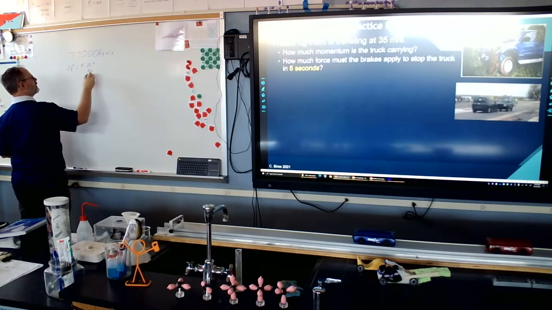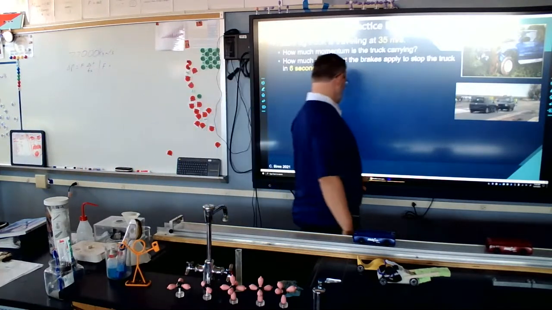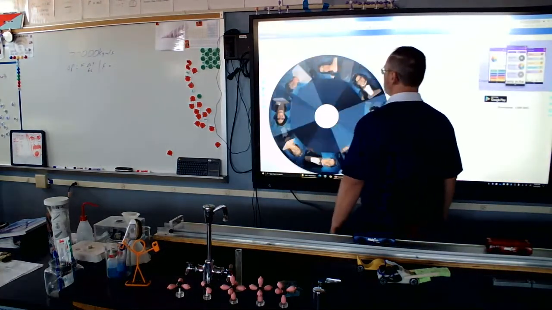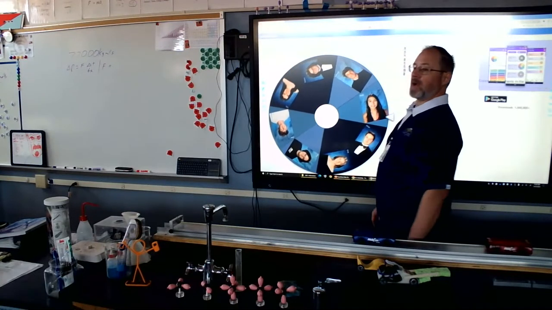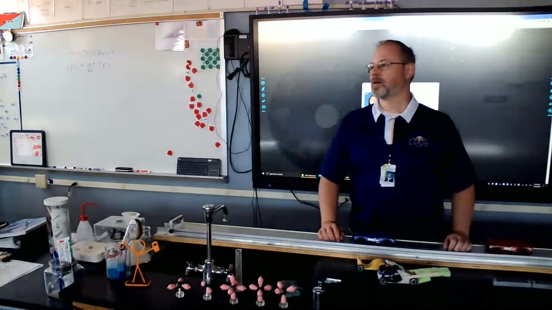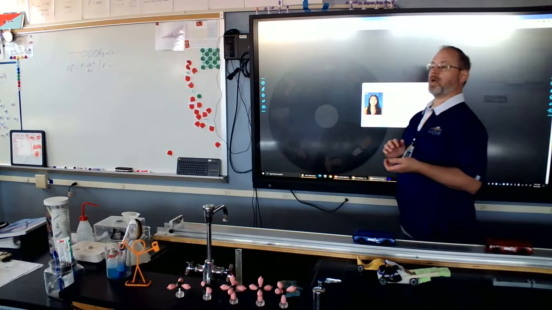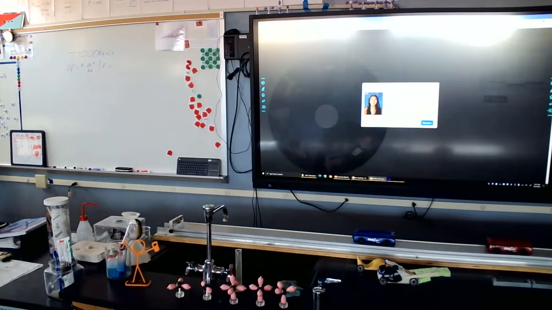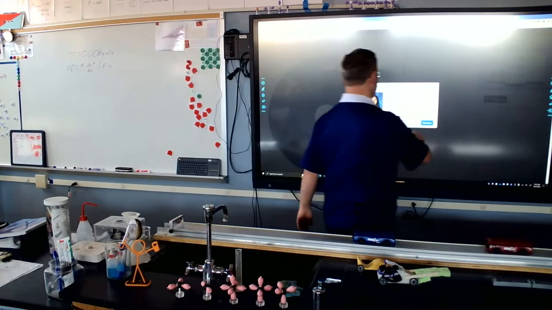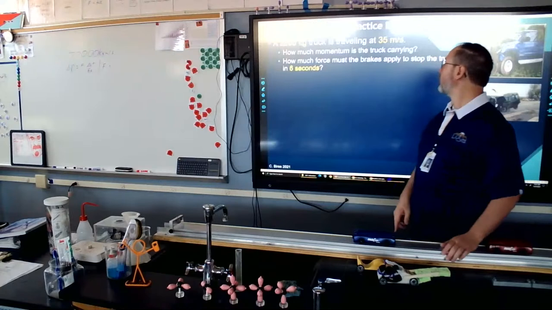Is going to be 6 seconds. So F. Brand new generator, go! Ruby, how much force is it going to take? Here's a calculator. And the momentum is 77,000. The time is 6 seconds.